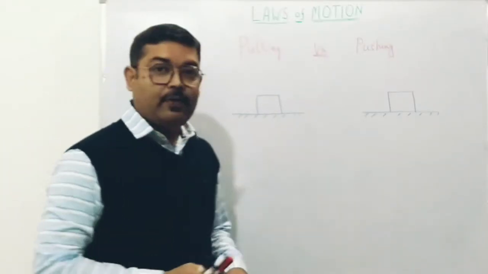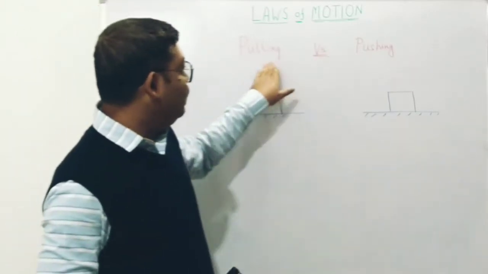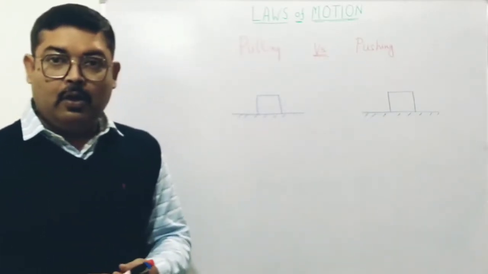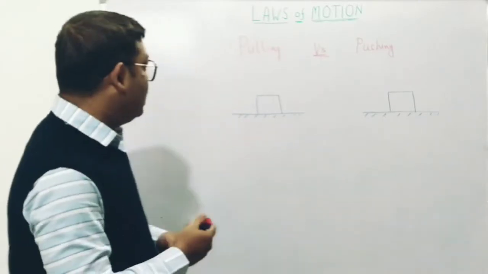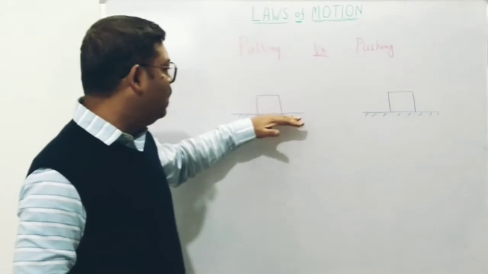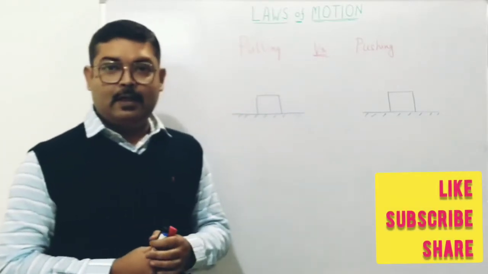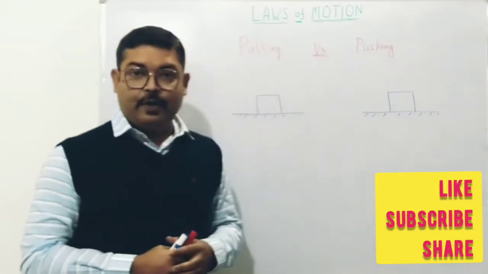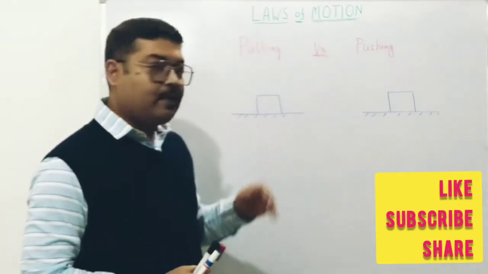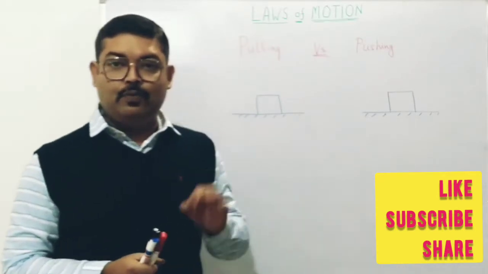Today we'll be discussing a very important topic, the application of friction, and that is pulling versus pushing. What we mean is that, let's say we have a block of certain mass, say m, resting on a rough horizontal surface. Now what we mean by rough surface is that it offers friction. If a surface offers friction, we call it a rough surface, and if a surface doesn't offer any friction, then we call it a smooth surface.